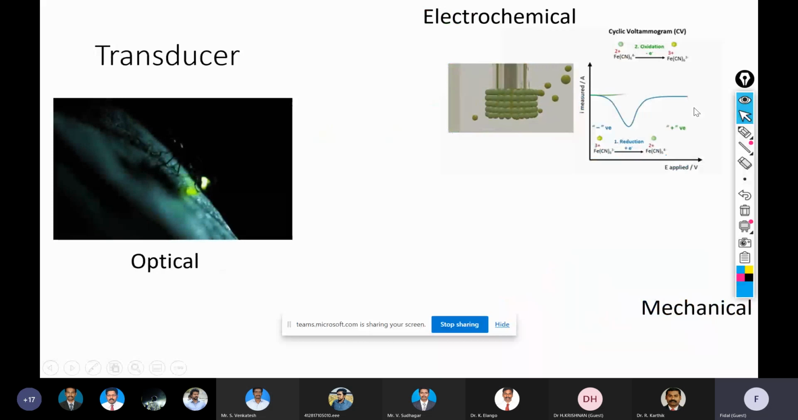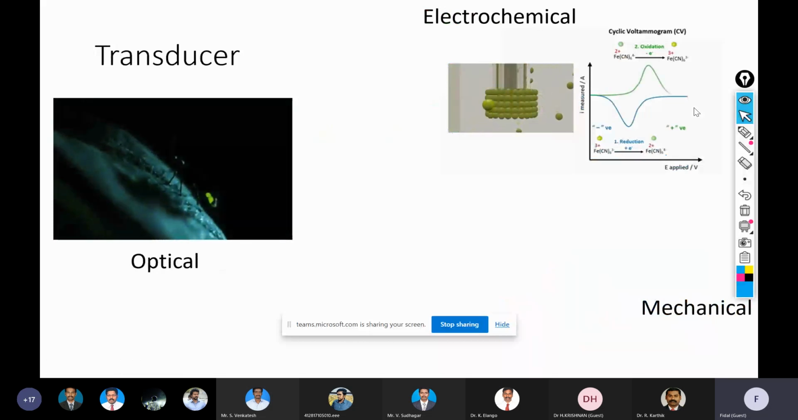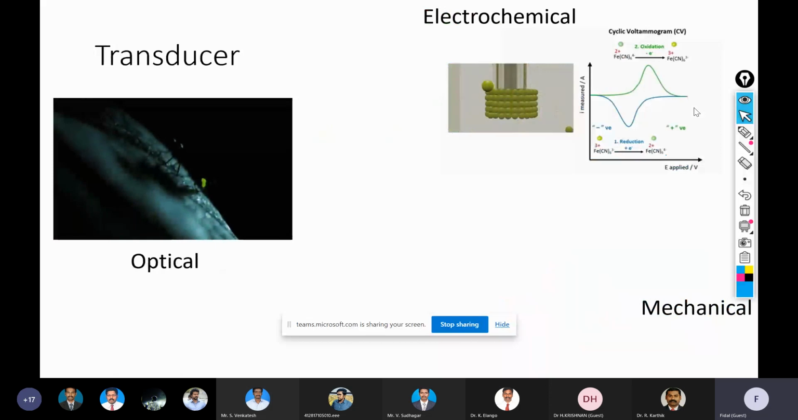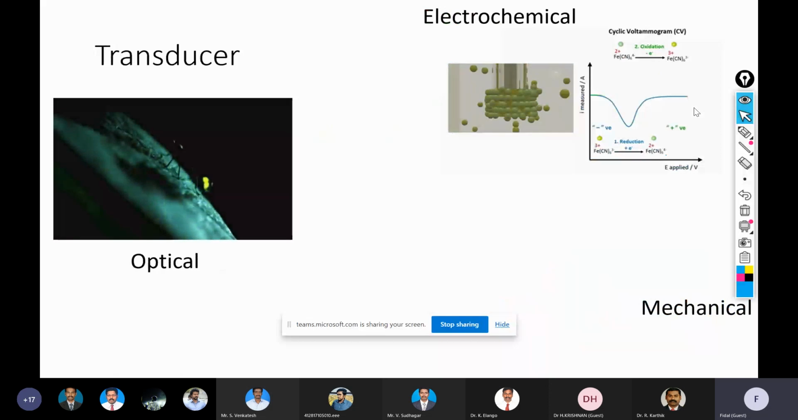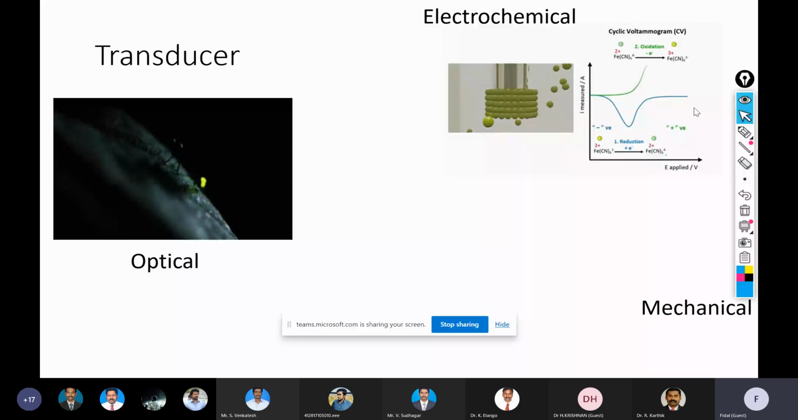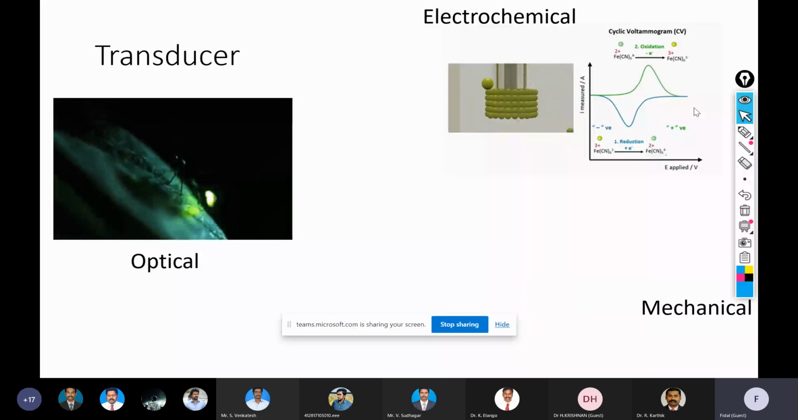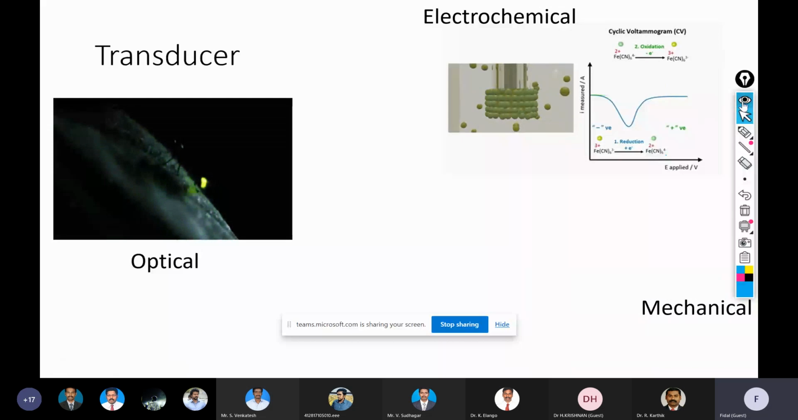There are 3 ways the transducer can pick up the signal. A few of the common ways used in the industry: one is optical, where there is some chemical reaction happening and it produces some kind of color, and this color is picked up by the transducer element, which gives out a measurable output. That is usually classified as the optical transducers.